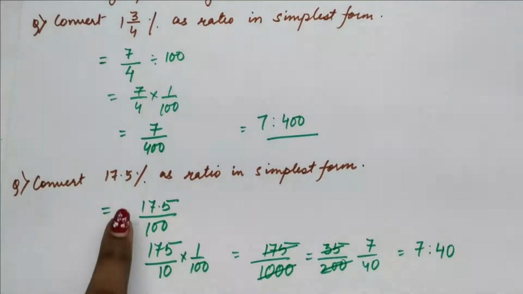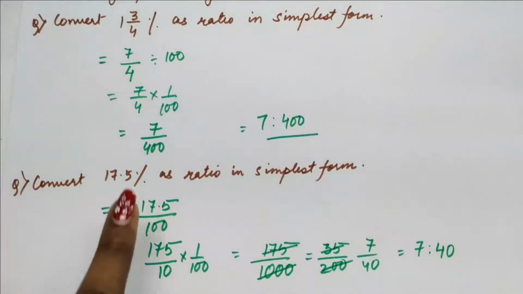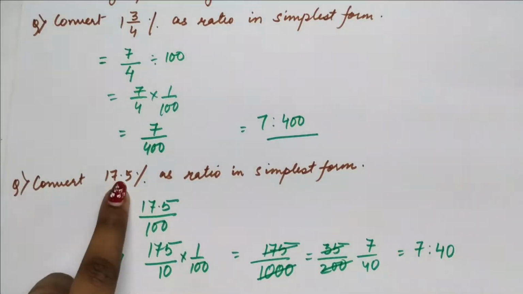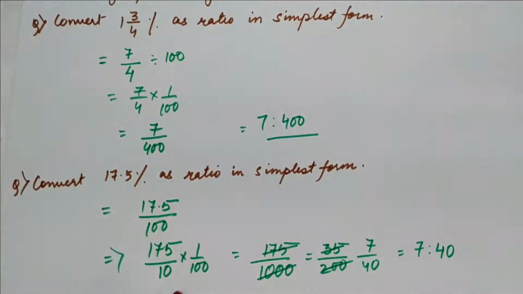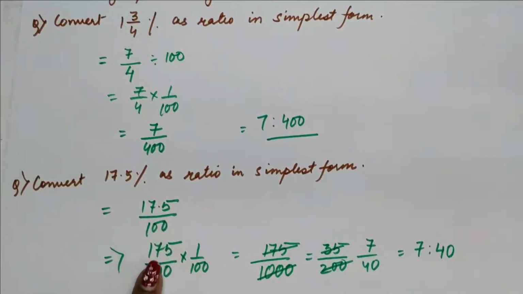So what are you doing, students? As a ratio, a percentage was given. I have removed the percentage by dividing by 100, and then what have I done? I have removed the point by dividing it by 10. Because there is one number after the point, I have written 10. If there were two numbers after the point, like 17.52, I would have written 1752 by 100, and then I would have solved it accordingly and got the ratio.